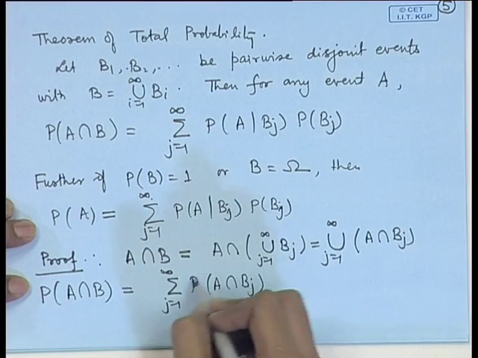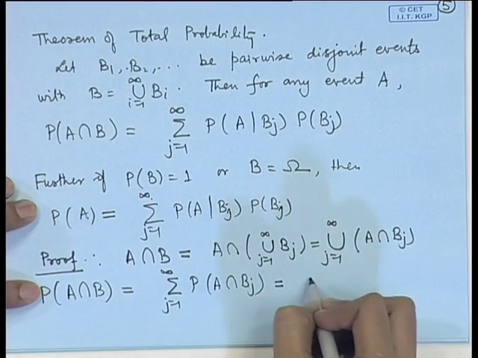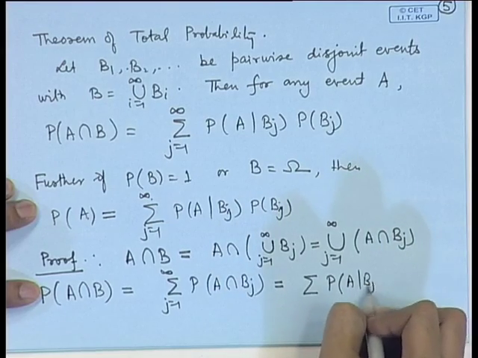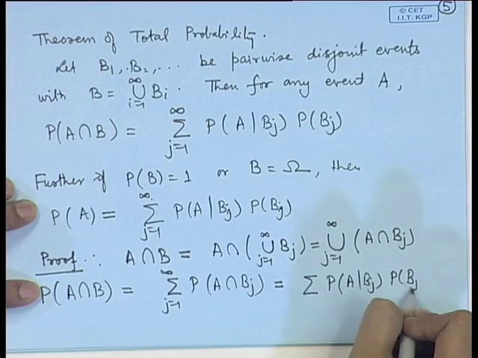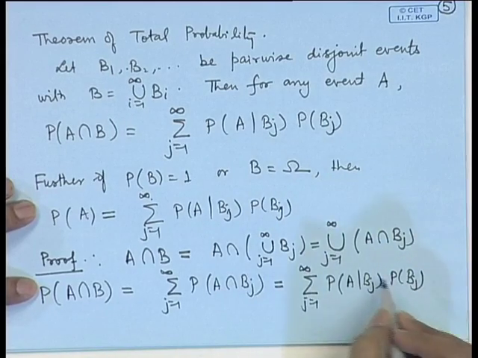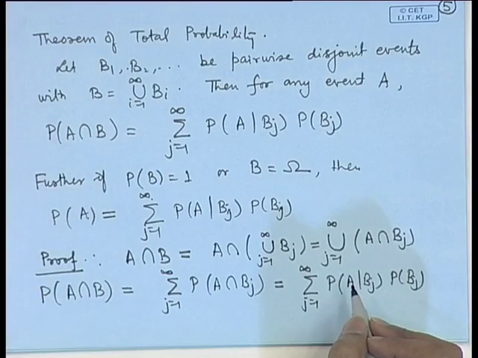Now, by applying the multiplication rule on this simultaneous probability, this becomes probability of A given B j into probability of B j, which is actually the statement of the theorem of total probability.